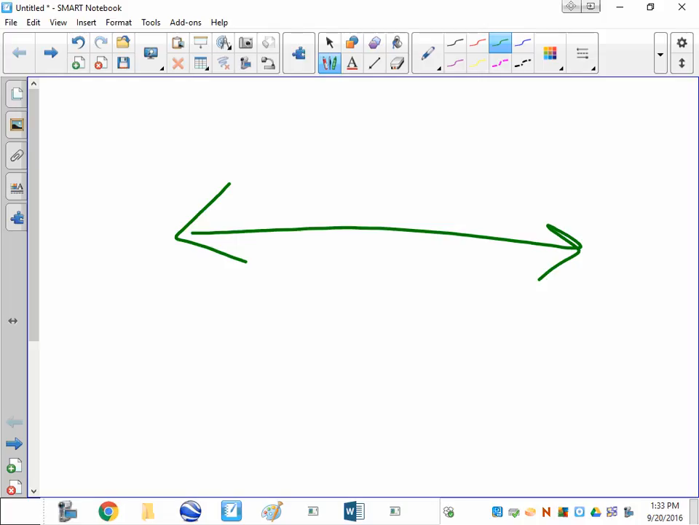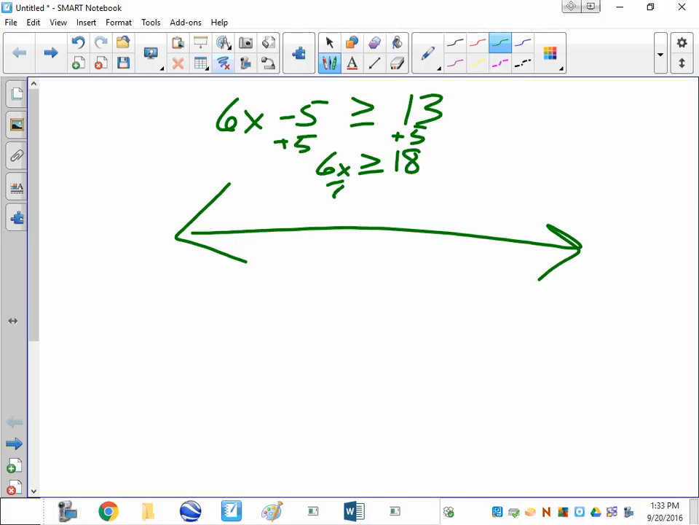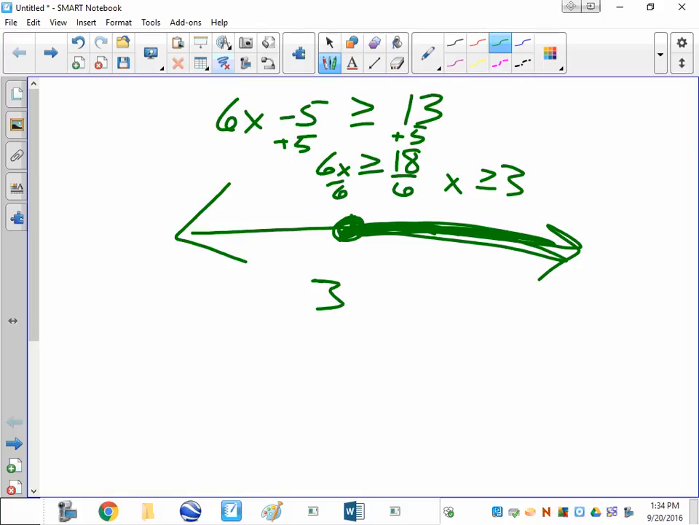All right, let's do something a little bit harder. 6x minus 5 is greater than or equal to 13. Add 5. 6x is greater than or equal to 18. Divide by 6. X is greater than or equal to 3. So at 3 on the number line, a closed circle, and I shade everything to the right. Everybody understands that, right?